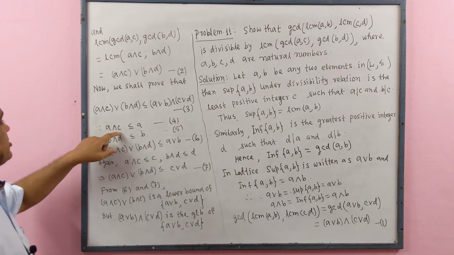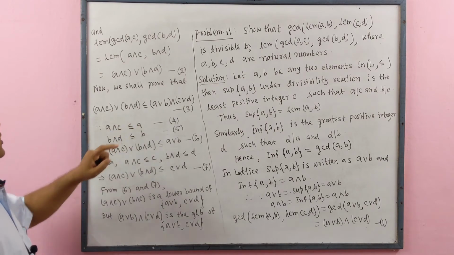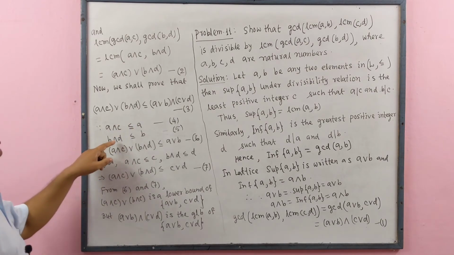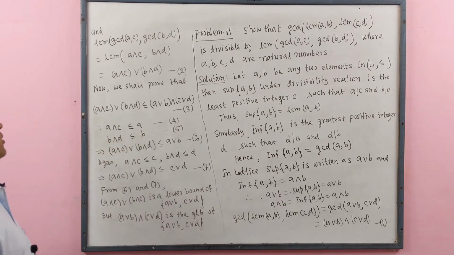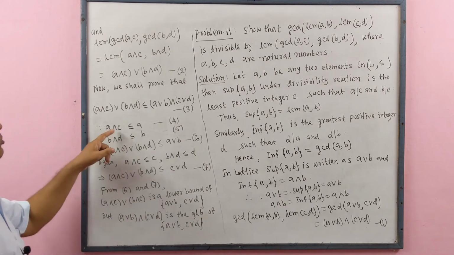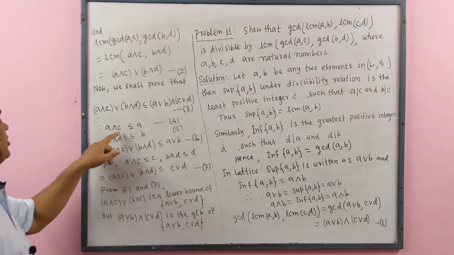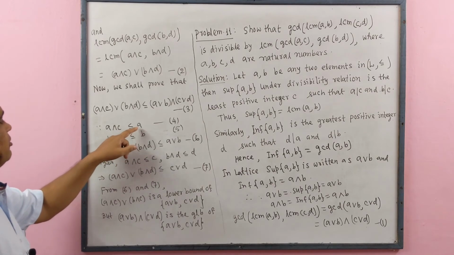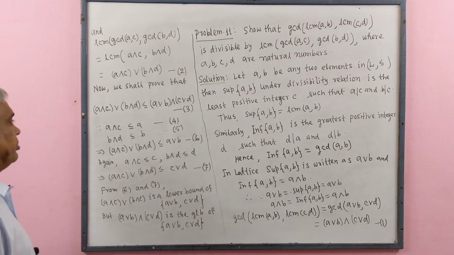Since A meet C is less than or equal to A, we know, and B meet D is less than or equal to B, we take join on both sides. A meet C join B meet D is less than or equal to A join B. This is number 6.